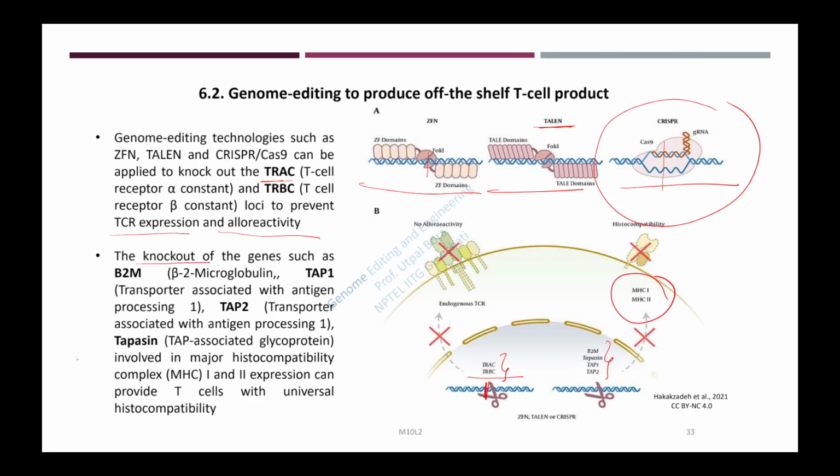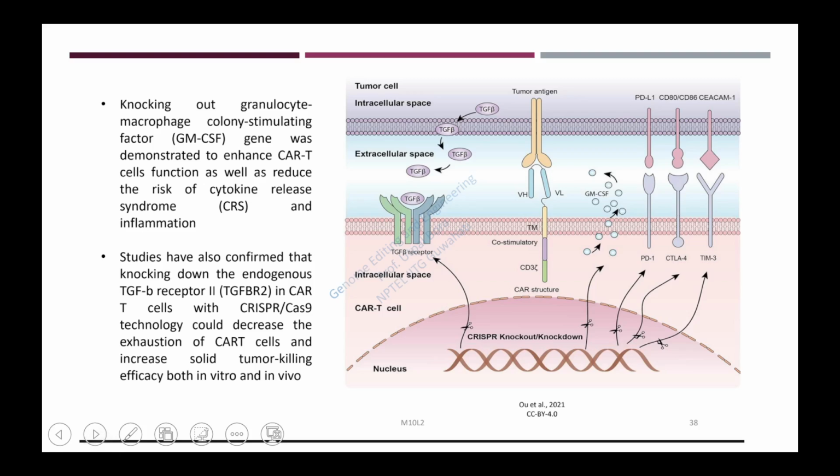similarly, here you can see knockout of genes such as B2M, TAP1 (transporter associated with antigen processing), and TAPASIN, involved in MHC I and II and universal histocompatibility. So all these modifications can be done if the CAR T cells are also utilized with the CRISPR-Cas9 or the TALEN machinery.